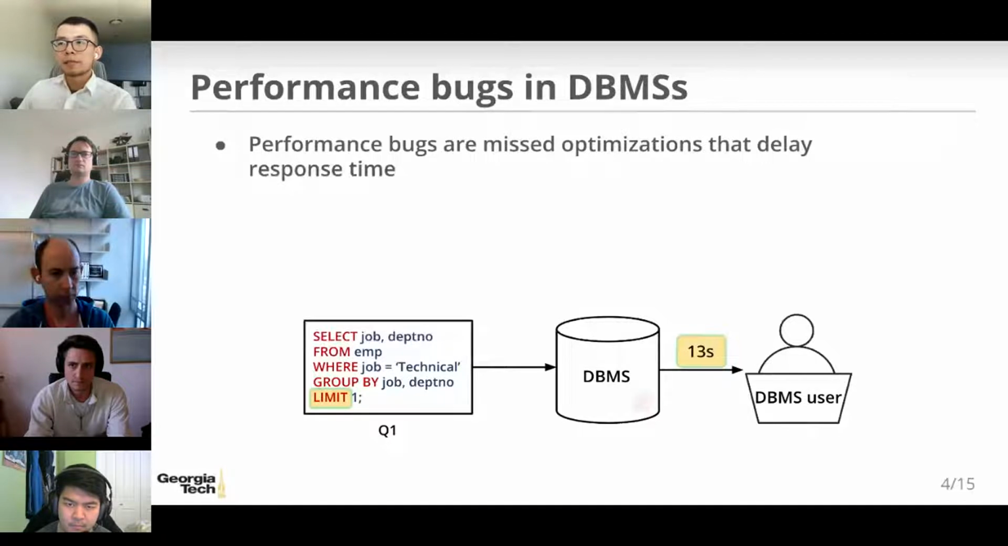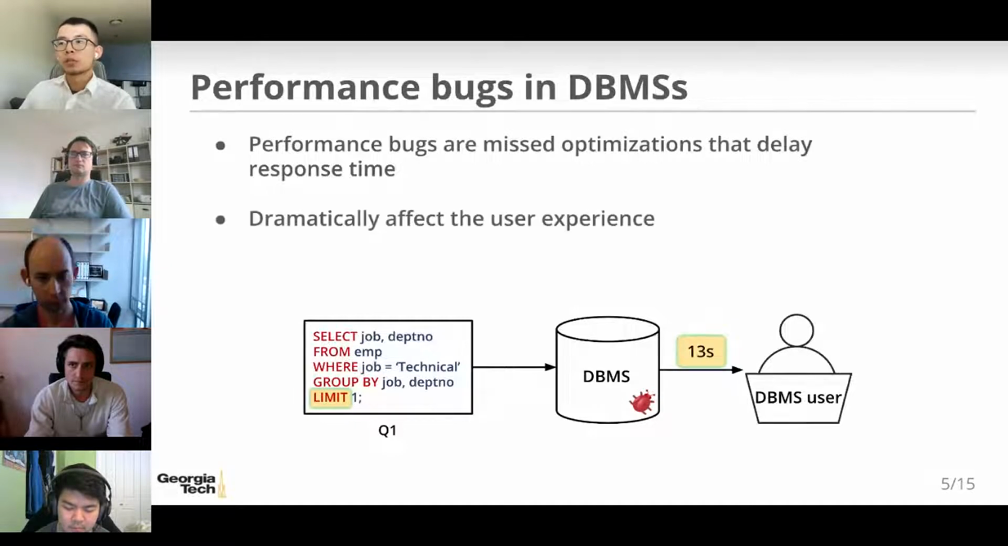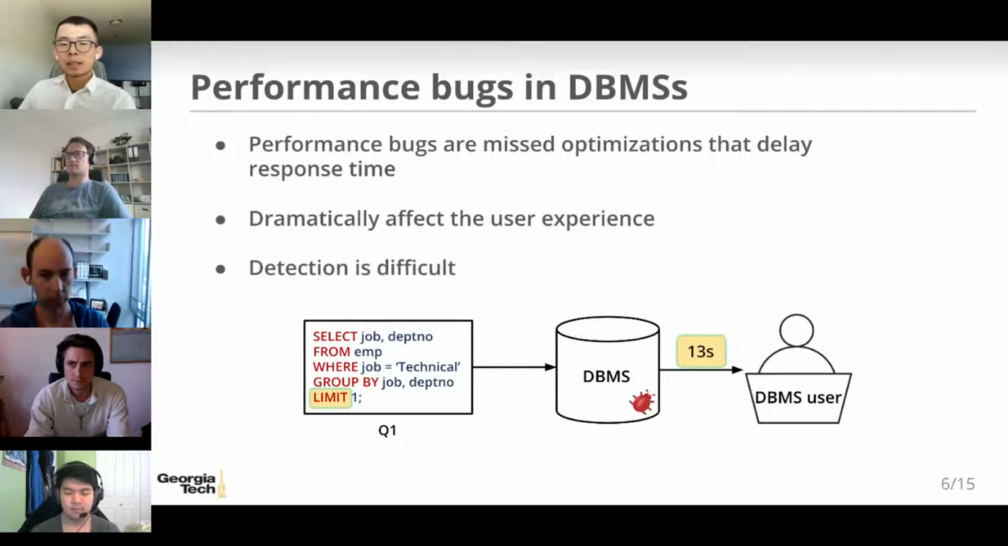The delay is in fact caused by a performance bug that makes the DBMS ignore the limit keyword. In general, performance bugs can cause significant delay on response time from the DBMS, which can dramatically affect the user experience. However, detecting such a performance bug is very challenging because there's no general way to define the expected query completion time for a query.